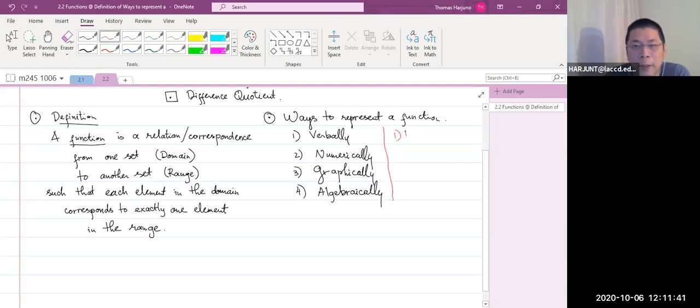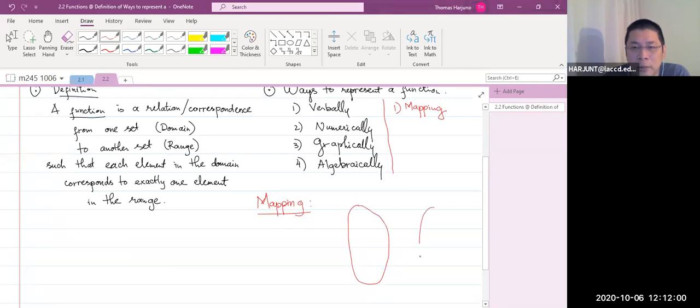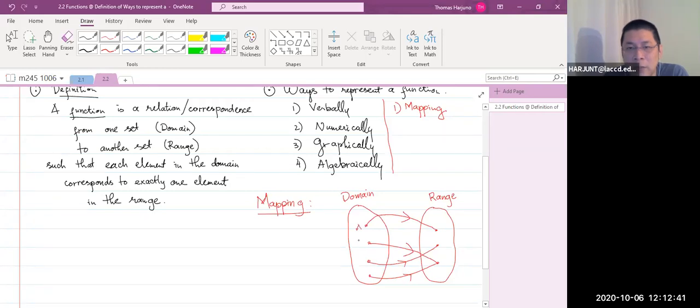The first one is by mapping. What is mapping? You draw two ellipses. The ellipse on the left-hand side is your domain. The ellipse on the right-hand side is your range. Each element in the domain corresponds to exactly one element in the range. Let's say you have this situation. This is what we call mapping. Let's say this is A, B, C, D, and this is 1, 2, 3.